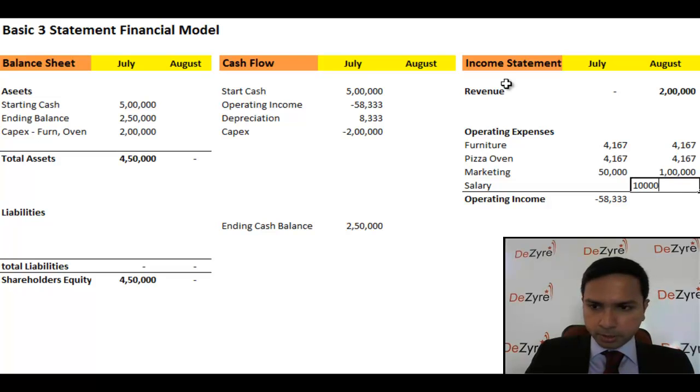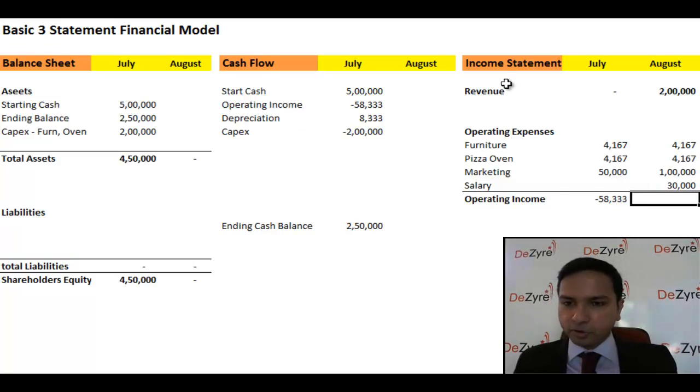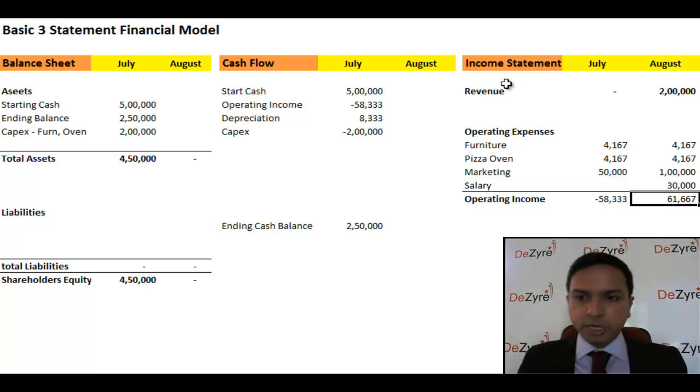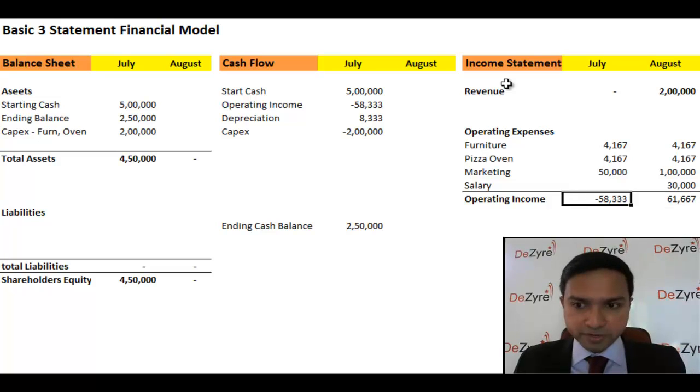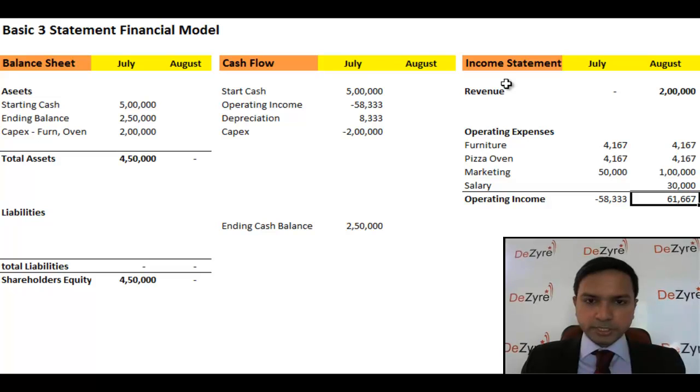Actually, you know what, you'll make a loss then. Let's say you're going to pay 30,000 in salaries. So what is your operating income for this month? August, it's actually 61,667. So in July you had a loss of 58,000. In August you turned a profit of 61,667. Now we did all this quickly. Let's go in and see what's going to happen to the balance sheet.